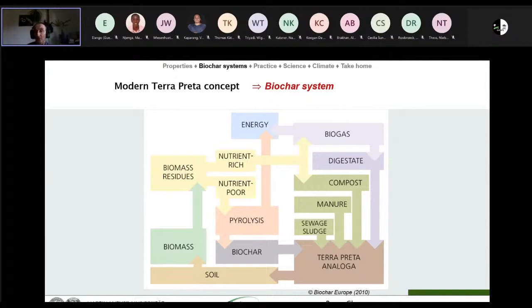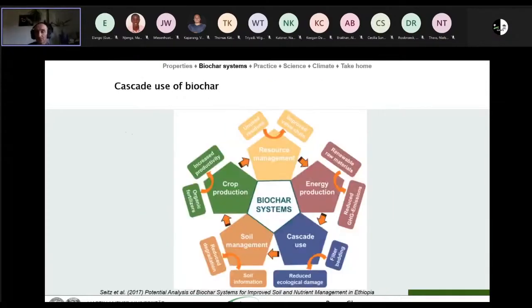And then together with the nutrient-rich residues, such as compost, digestate, manure, and also sewage sludge, we compost it together, generating terra preta analoga or biochar substrates, which you can use for ameliorating soil and higher biomass production. And as you can see here, it's a circular system, a bio-based circular system. Next slide, please.